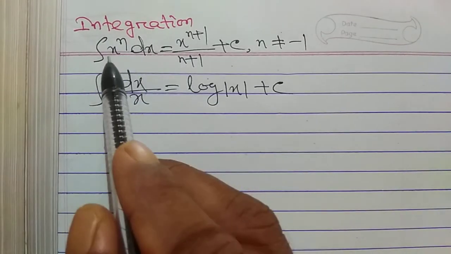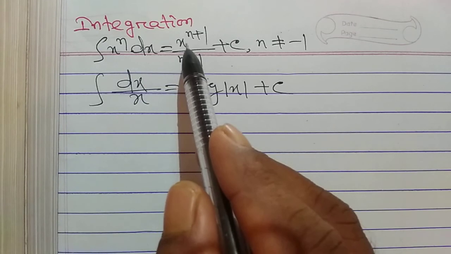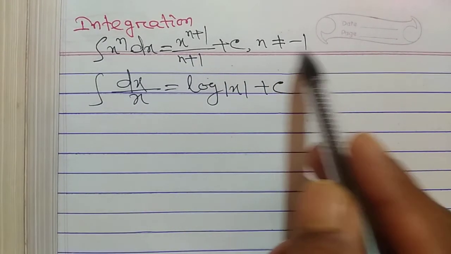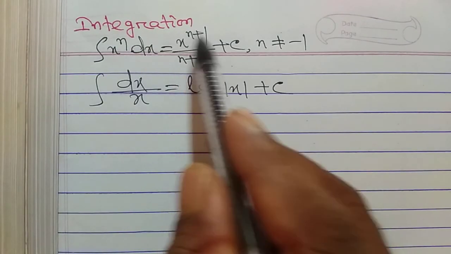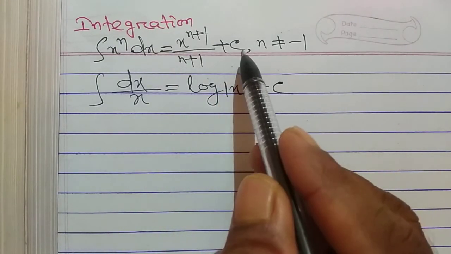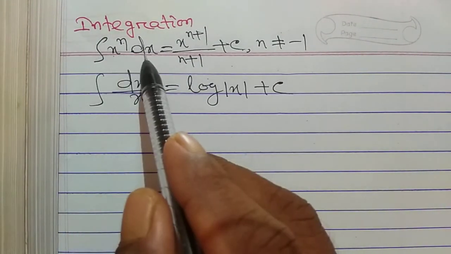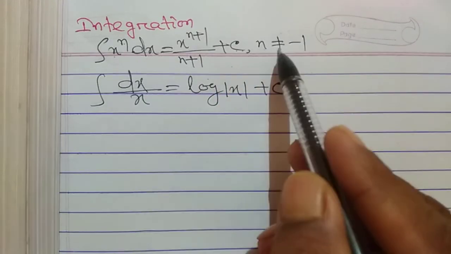Integration of x to the power n dx is equal to x to the power n plus 1 by n plus 1 plus c for n not equal to minus 1. Since the derivative of x to the power n plus 1 by n plus 1 plus c is equal to x to the power n, the integration of x to the power n dx is x to the power n plus 1 by n plus 1 plus c for n not equal to minus 1.